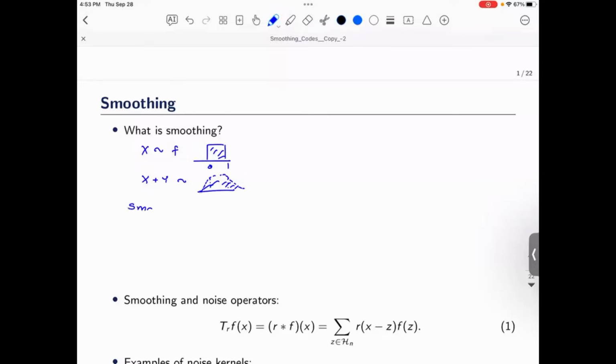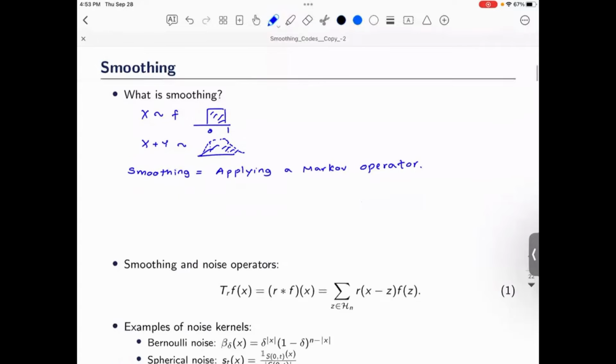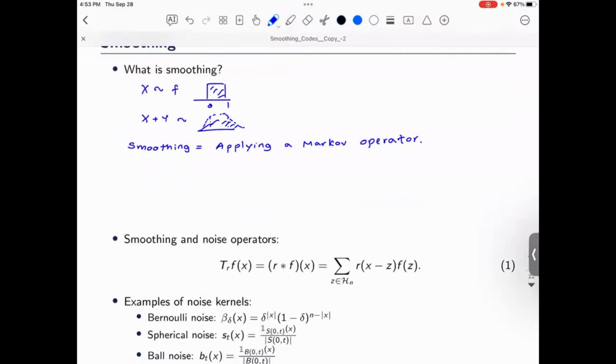Simply, smoothing is applying a Markov operator. The reason we call this smoothing is that once you apply a Markov operator, the norms of the distribution shrink. They get small, in most of the cases. So we represent this by: we initially had distribution F, and upon applying the noise operator, we have something like TF.